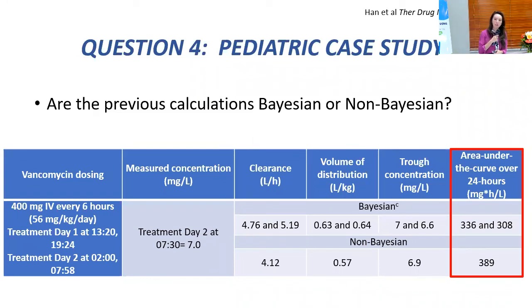If you look here at the clearance, the patient is clearing a little bit better using the Bayesian side. That's why the AUC is a little bit lower. And there's a shift in volume as well.